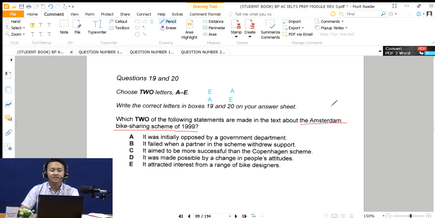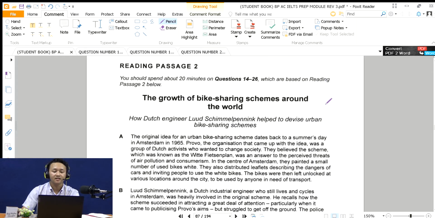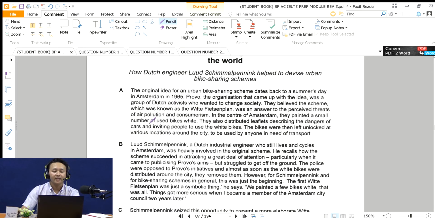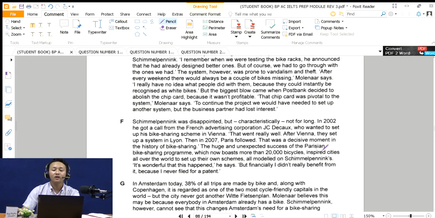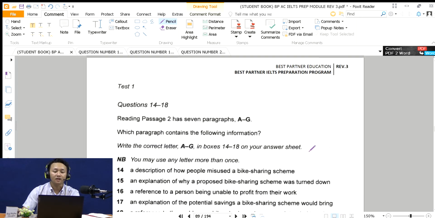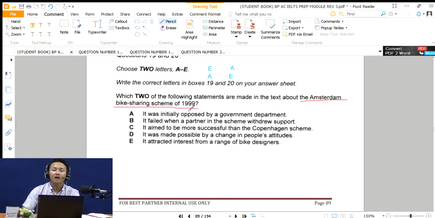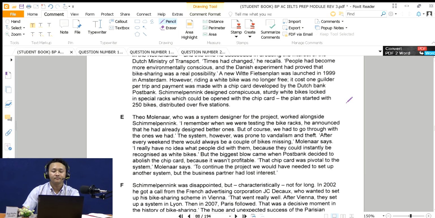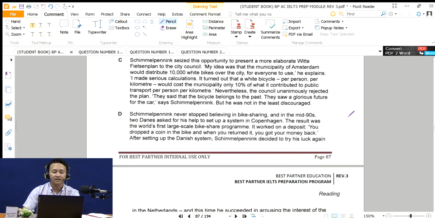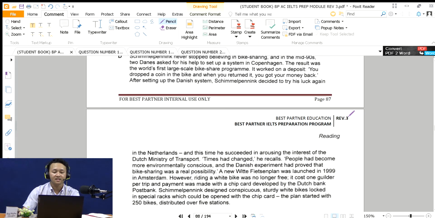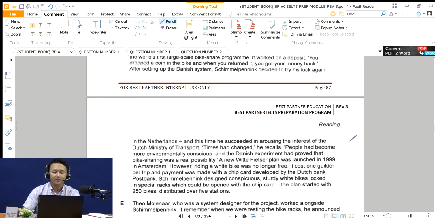Now this is actually pretty easy. Focus on finding the Amsterdam bike sharing scheme of 1999 in the text. Start looking from A, B, C, D, E, F, and then G. Look only for the information that contains the number 1999. Focus on the number, it will make you faster. Now, you will find it in paragraph D.